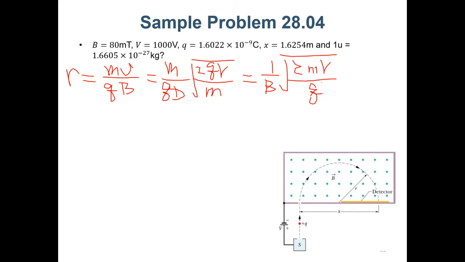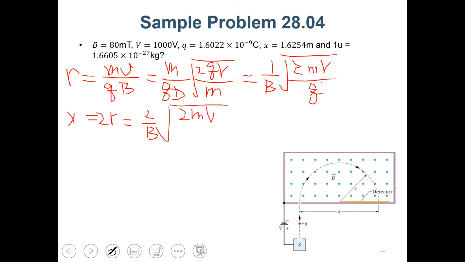Because half of the q can be cancelled, half of the m can be cancelled, so they just swap. And actually x equals 2r. So finally it becomes 2 over b and then square root 2mv over q.